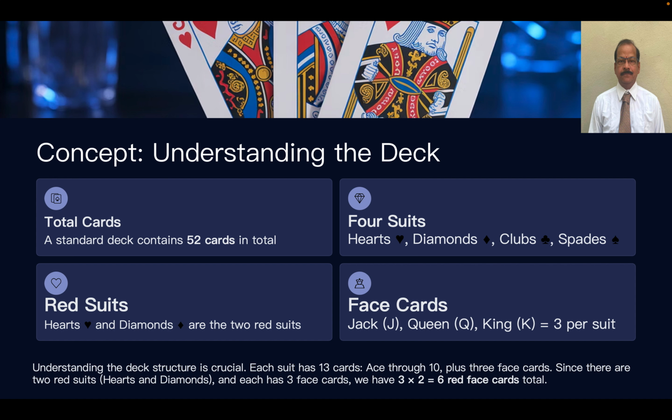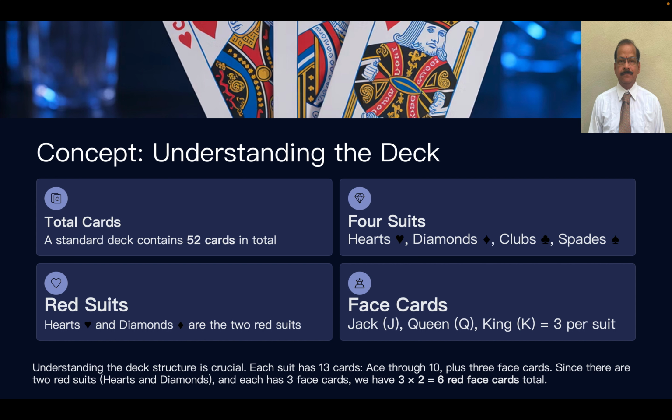Now, red suits are hearts and diamonds. Therefore, the face cards are Jack, Queen, and King. They will be having a face. All others are numbered or letter A, but they are not faced. Only 3 face cards are there: Jack, Queen, and King. So 3 per suit we have face cards.